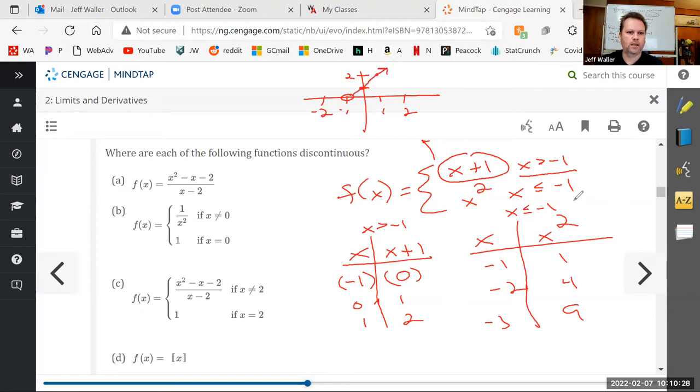And then for less than or equal to negative one, it has negative one, one. Negative two, four, and then it goes like that. I know what a parabola looks like, so I can draw the curve. And then you can see it passes the vertical line test, correct?